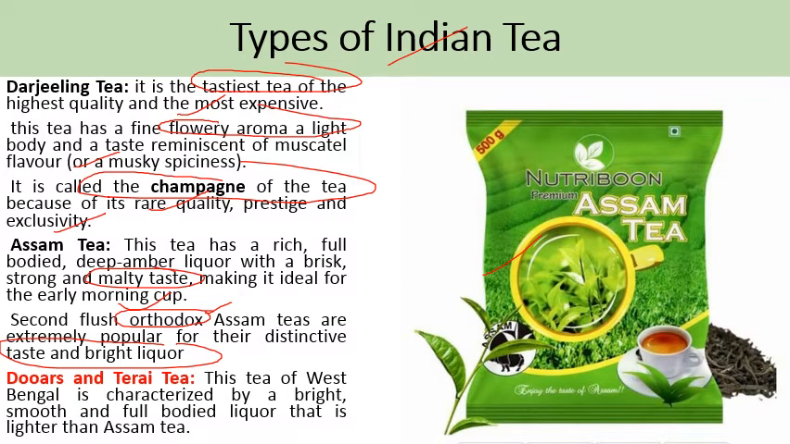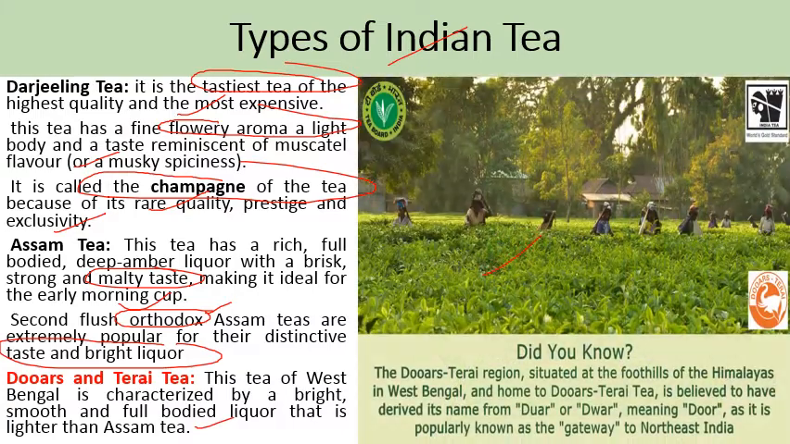Next type of tea, that is Dwars and Terai tea. This tea of West Bengal is characterized by a bright, smooth and full-bodied liquor that is lighter than Assam tea. So the Dwars Terai region cultivates this special tea, the Dwars and Terai tea.